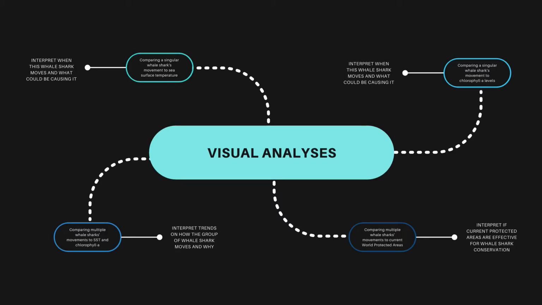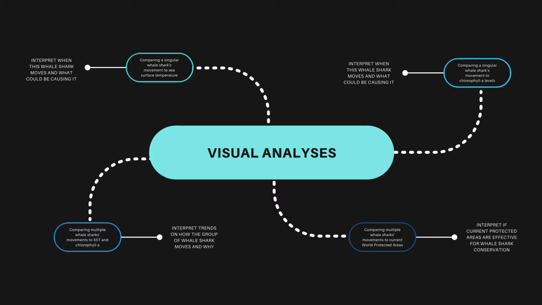And then you're going to look at that relative to sea surface temperature and to chlorophyll A levels and try to interpret when this whale shark moves and what could be causing it to move, things like that. Then you're going to also code with multiple whale sharks. I think it's 10, could be a few more, that you're going to color each different whale shark a different color. So multiple dates for every whale shark will all be the same color, but you'll be able to see where one whale shark moves relative to how another whale shark moves.